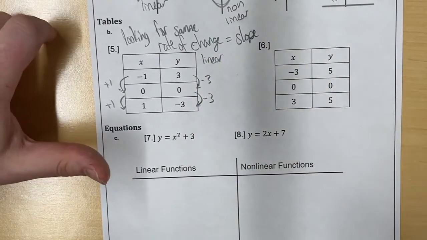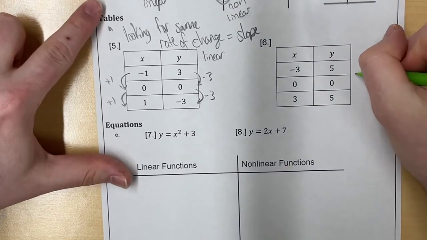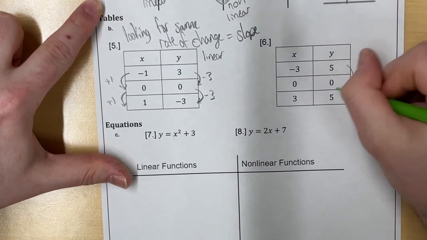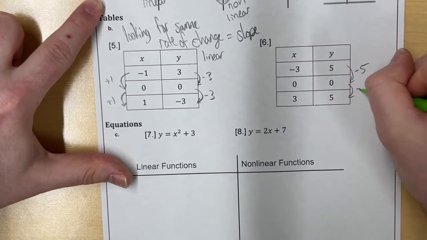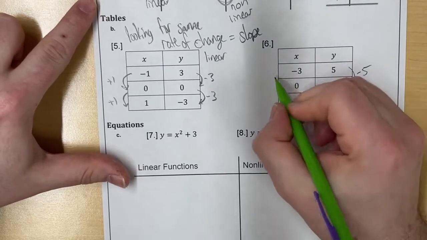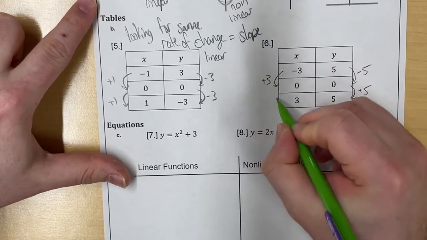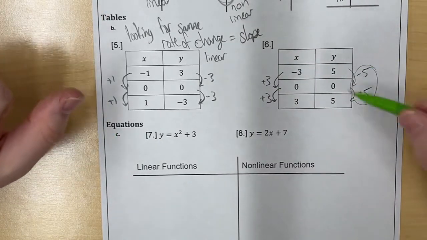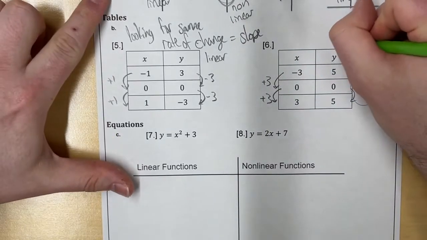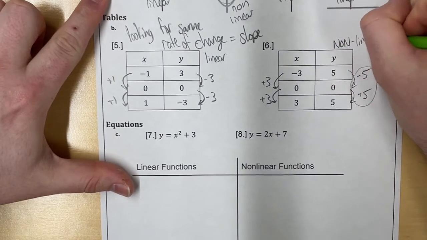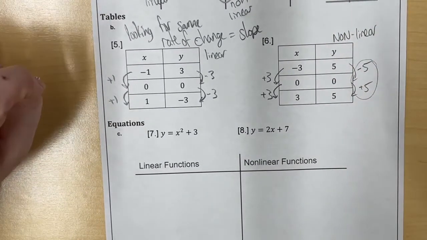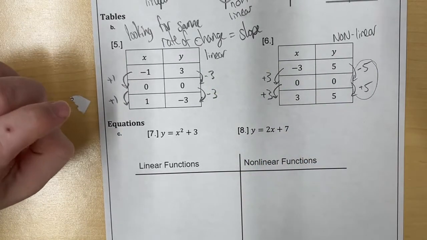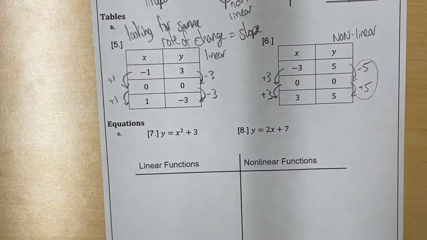However, in table number 6, let's check it out. If we notice, as we go from one point to the next, we go down 5. And if you notice, it is now increasing by 5. So what happened here? The change in x is still the same. Since we have a different change in y from one point to the next, we can say this function is going to be non-linear. So just make sure that you look at that rate of change, meaning the slope. It should be the same from one point to the next.